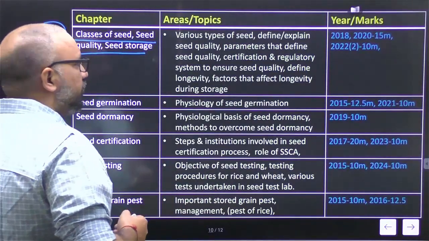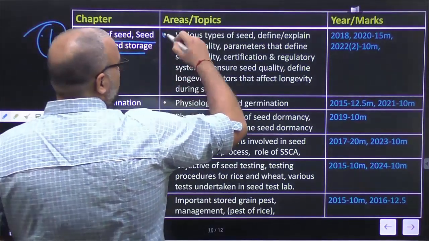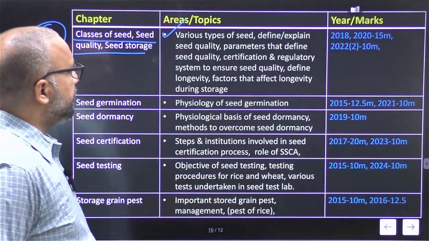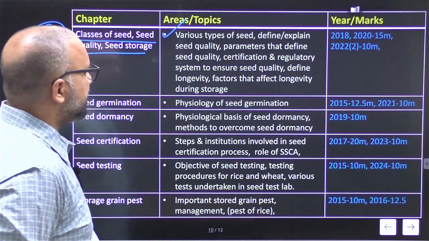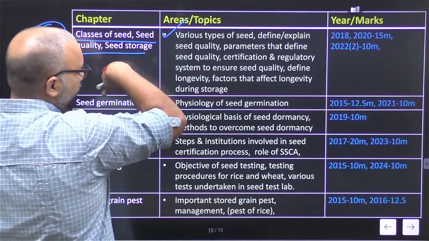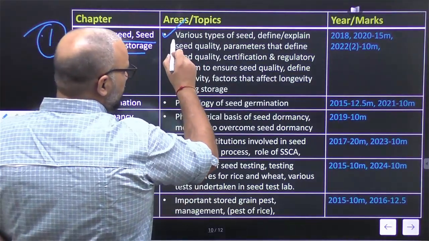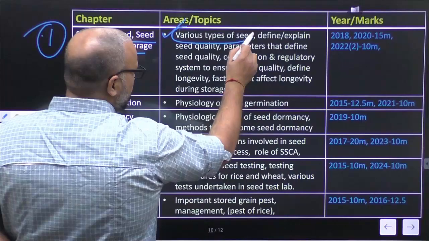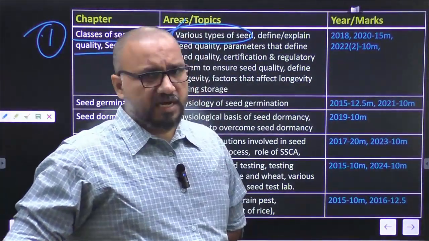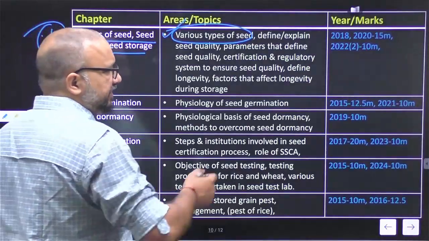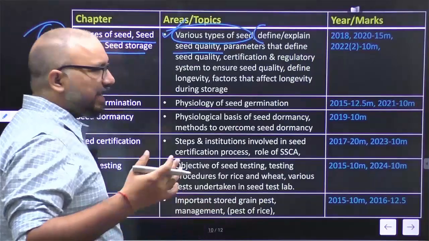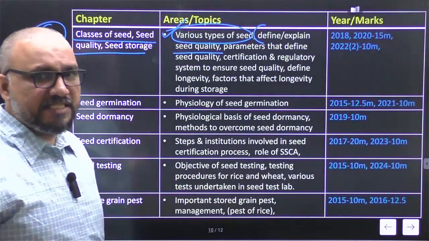So what are the different topics or areas from where questions have been asked? So from this introductory part, what has been asked? Various types of seeds. So basically they are asking you classes, different classes of seeds. Define or explain what is seed quality and the parameters that define the seed quality.